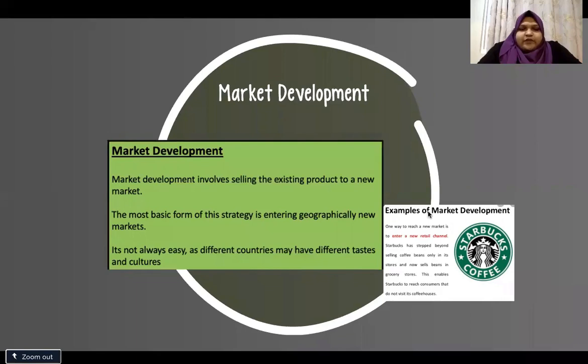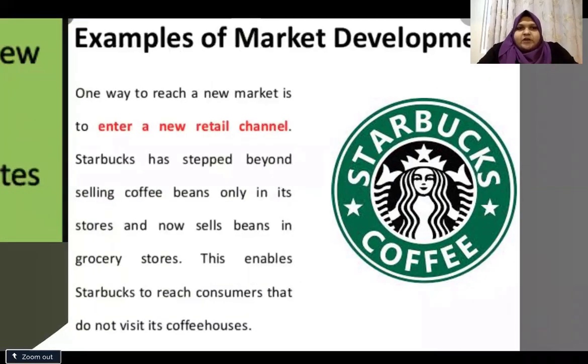An example of market development is from Starbucks here. One way to reach a new market is to enter a new retail channel. Starbucks has stepped beyond selling coffee beans only in its stores and now sells beans in grocery stores. So some stores will sell Starbucks coffee beans. This enables Starbucks to reach consumers that do not visit its coffee houses. So other people are reached through this retail channel. So this is also market development.